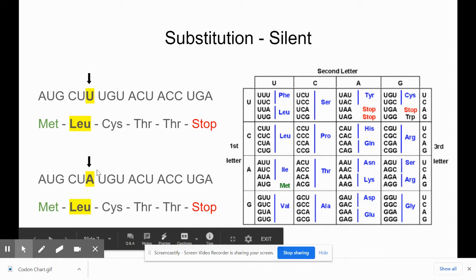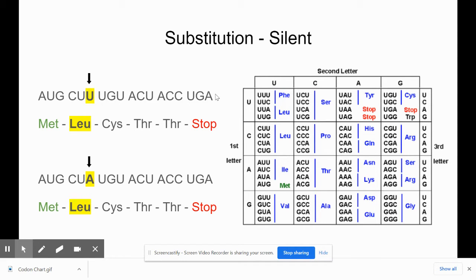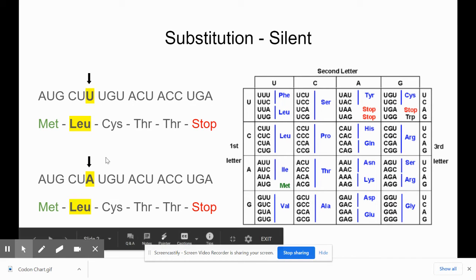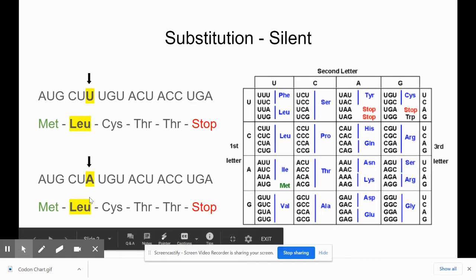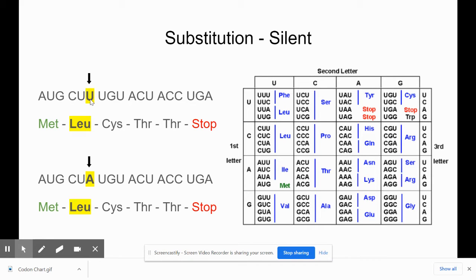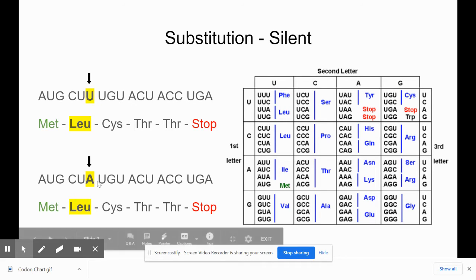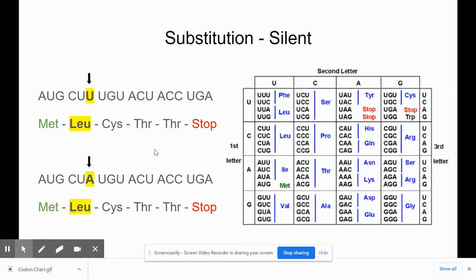And what the substitution is involved is here's your messenger RNA. The codons are grouped in threes there. It starts with the methionine, ends with the stop. And the second codon here, this is CUA, it was originally a CUU. The third base in that codon was a uracil, but it has been replaced by an adenine. Now, in this case, the CUU codes for leucine.